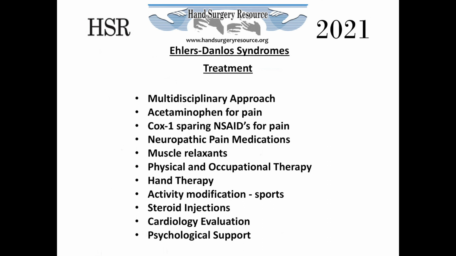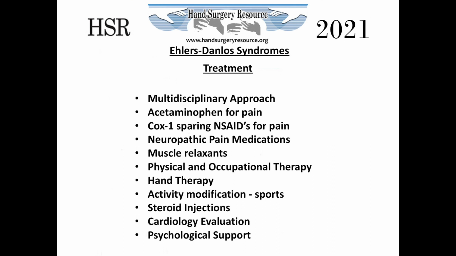Treating Ehlers-Danlos syndrome demands a multidisciplinary approach. Pain should be controlled when necessary with medications that do not aggravate clotting and bleeding and avoid dependency. Therefore, acetaminophen, COX-1-sparing NSAIDs, neuropathic pain medications, and muscle relaxants should be considered. Physical therapy, occupational therapy, and hand therapy can help patients cope with many of the Ehlers-Danlos syndrome's problems.